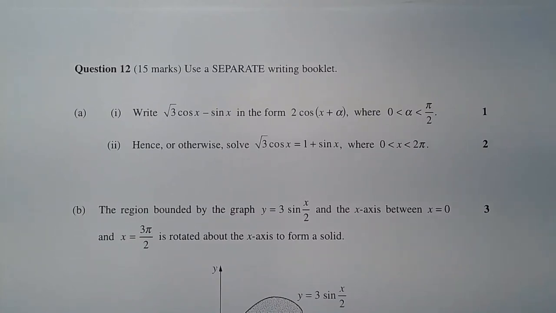Part 2. Hence, or otherwise, solve root 3 cos x equals 1 plus sine x, where x is greater than 0 and less than 2 pi.